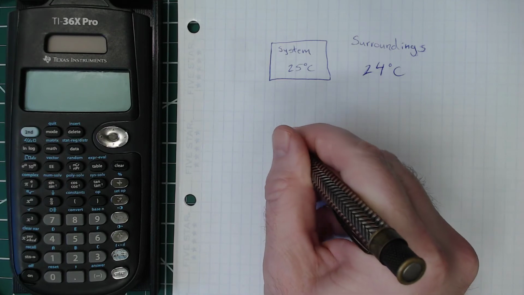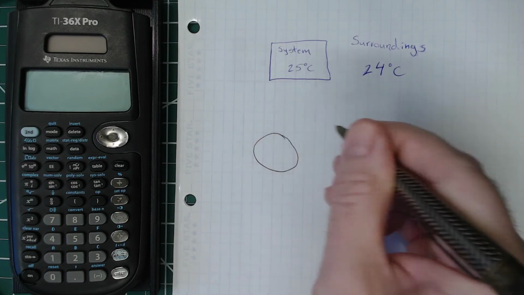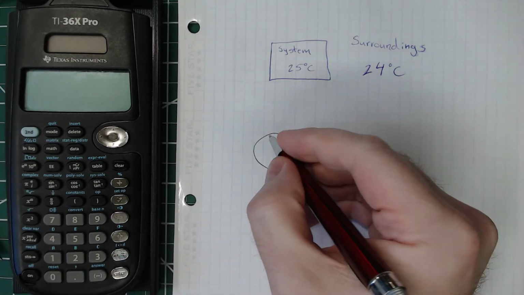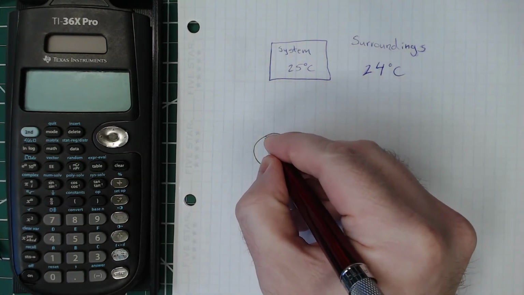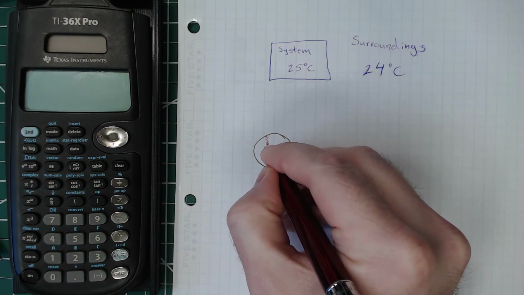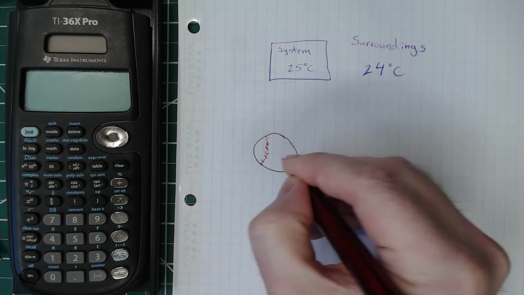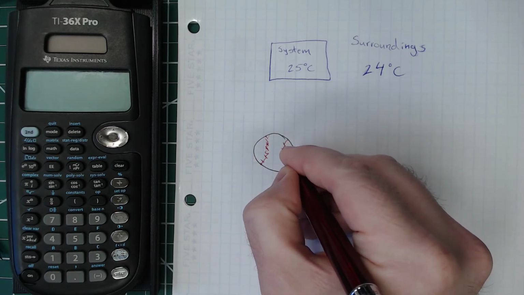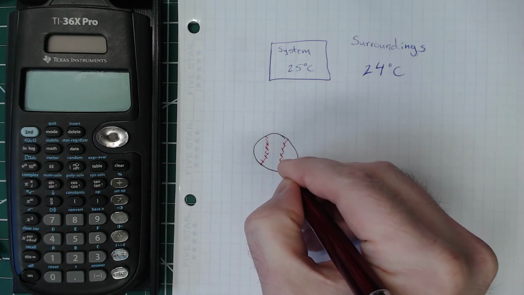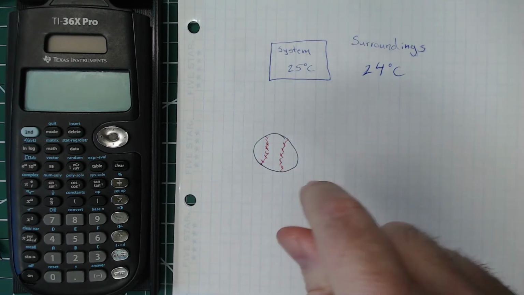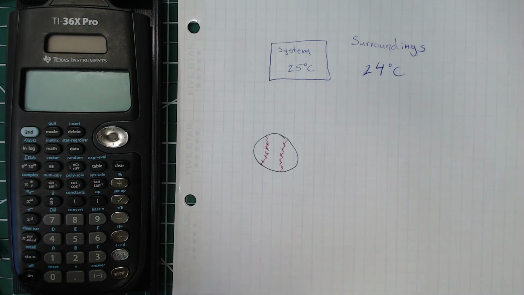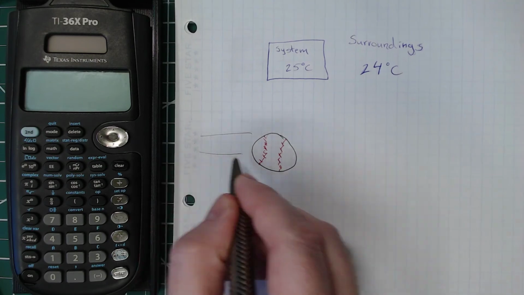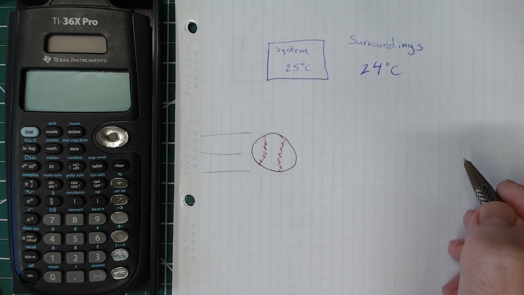Our baseball is round. I'm going to go ahead and warn you, I am not an artist, but here we go. I will just put the stitches on the baseball. Okay, that's not too bad. When it comes to art, I'm not as good as I am at chemistry. And we know that the ball is moving very quickly, so here I'm going to put motion lines to indicate that it is moving very, very quickly.